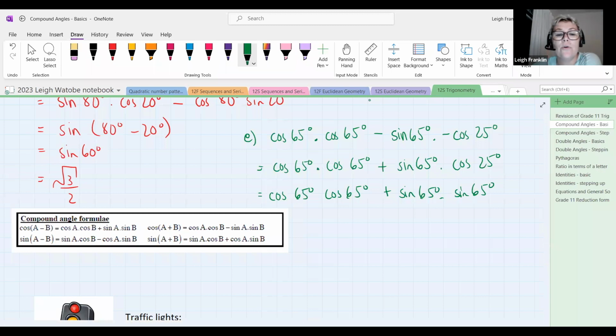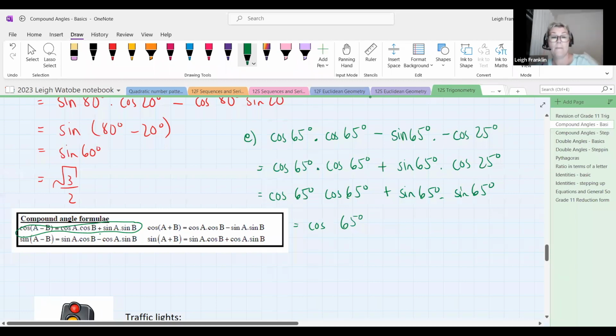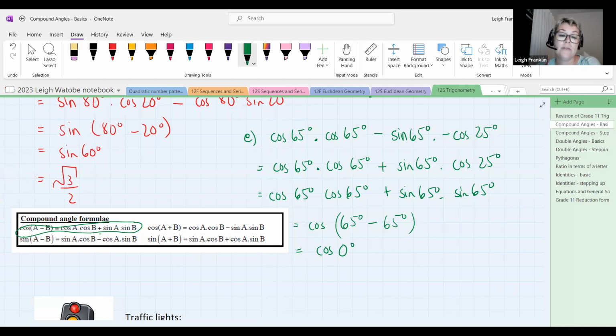Okay, so cos does not keep its sign. So cos, cos, sine, sine, we've got a plus in between over here. So it's going to look like this one over there. Now it looks like the right-hand side of one of our compound angles. So now we need to do a reversal of the expansion. So this means we do 65 minus 65, which would give us the cos of 0 degrees.